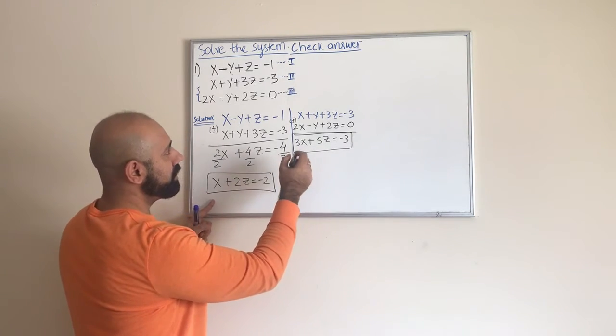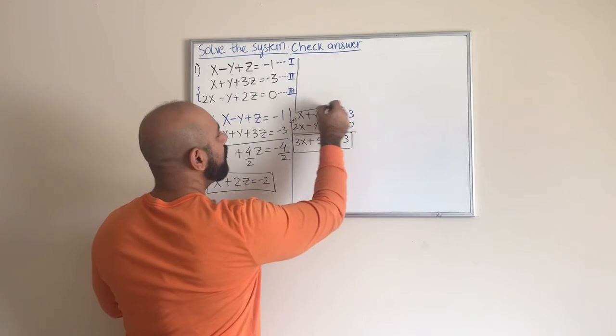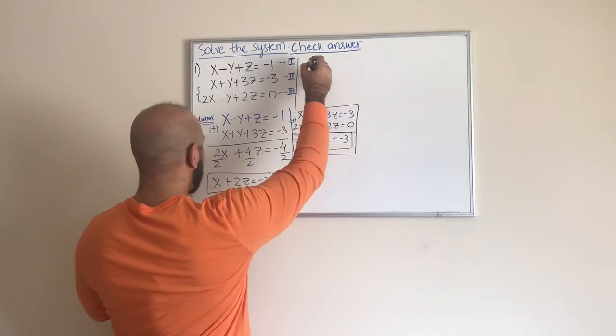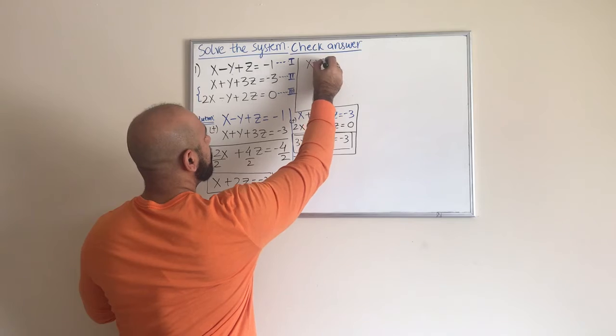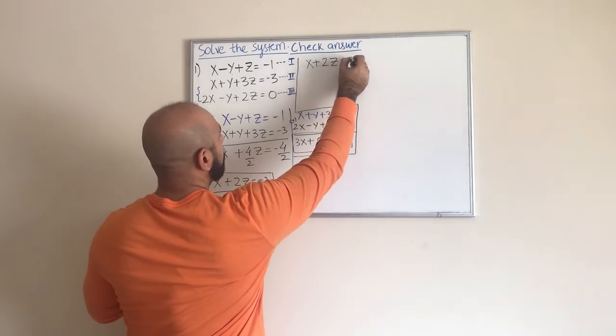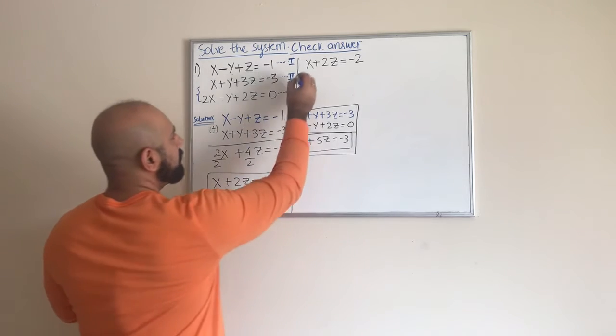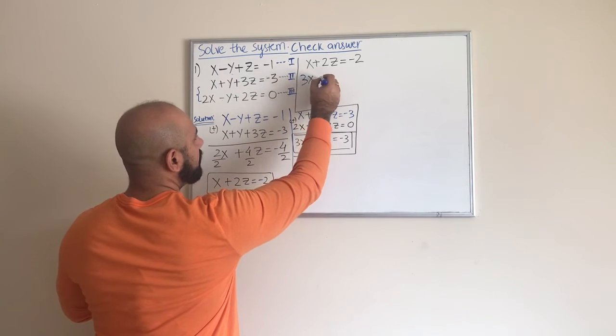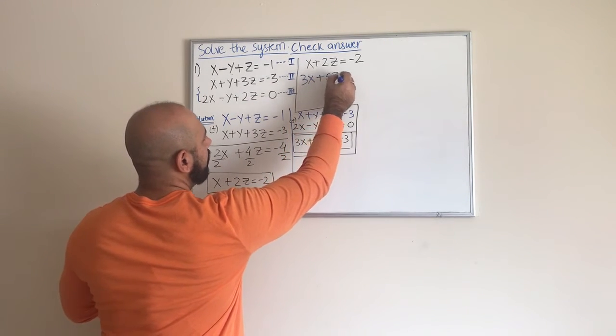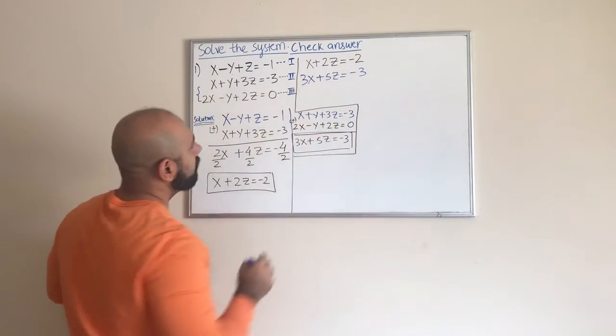So let us bring these equations together and see what we can do with them. I'm going to write it here. x plus 2z equals -2, right? And then the other one is 3x plus 5z equals -3, correct?